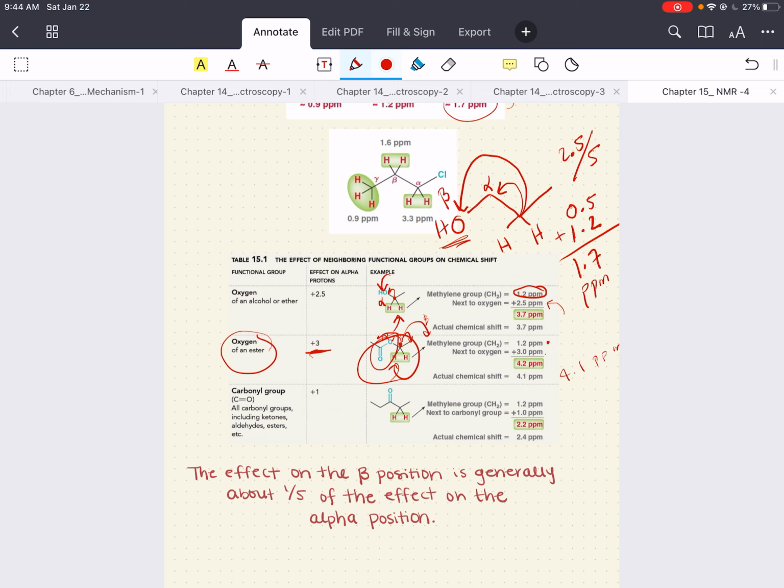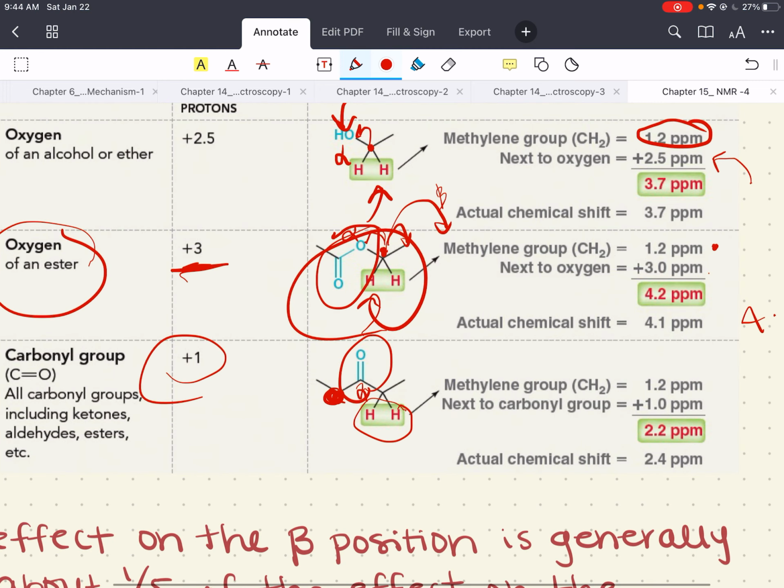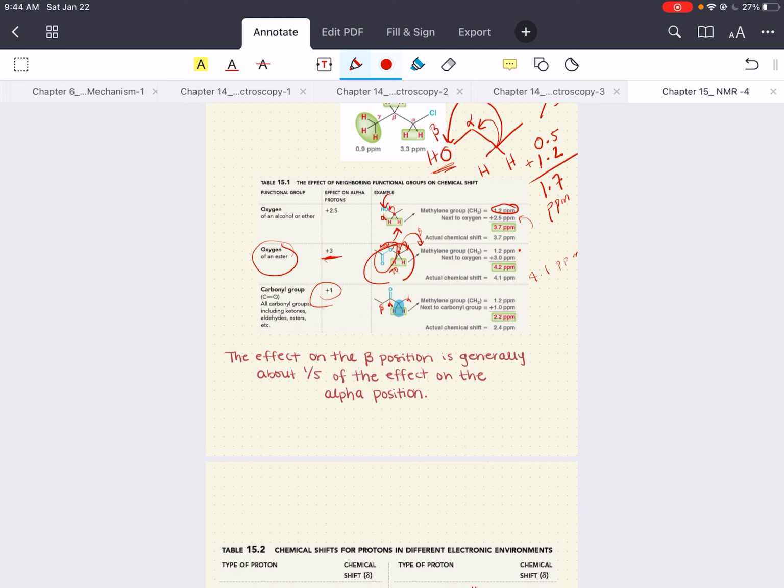Now, what if next to your methylene group is a carbonyl group? Right next to it in the alpha position, you want to add 1 to that. So 1.2 plus 1 is going to give you 2.2 ppm. That's the chemical shift you'll observe for that. And remember the effect on the beta position. This would be a beta position right here. Let's actually zoom in and assign that. Here's your group of interest. Right next to it are alpha positions. After that is beta positions. Beta positions only have an effect about 1/5 of the effect as the alpha position does.